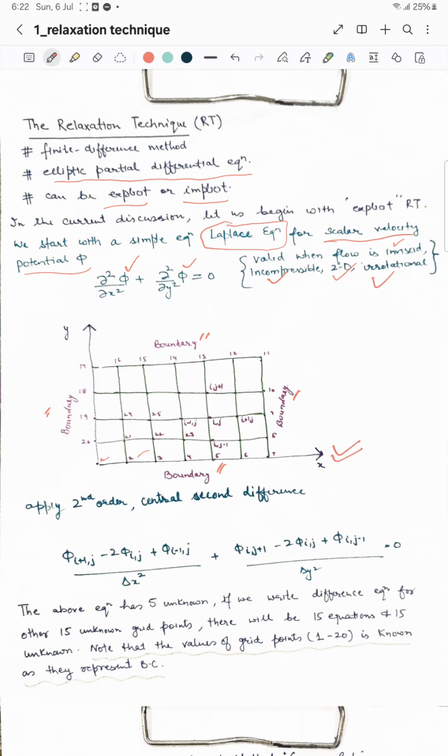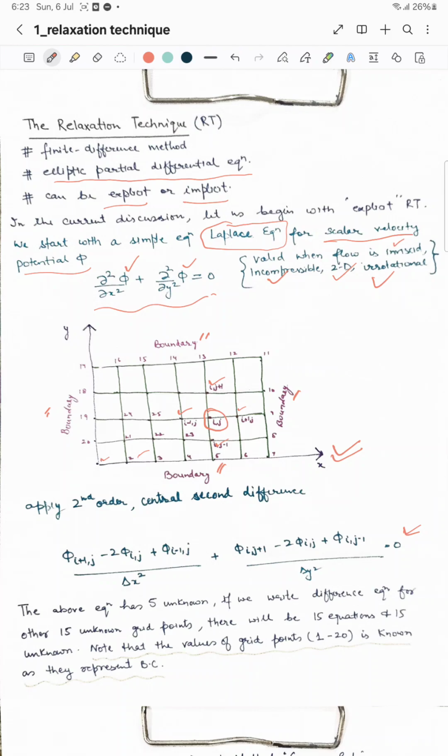Let us look below. We apply a second order central second difference to get the finite difference form of the Laplace equation. If we choose a grid point, let us say this, in the x coordinate for a second order difference, it is written as the value of phi at the forward point minus 2 times the value at this point plus the value at the previous point, upon delta x square. Similarly, in the y direction we look at these points where i is fixed, and we move in the j direction. So we obtain a difference equation like here. This is an explicit equation.